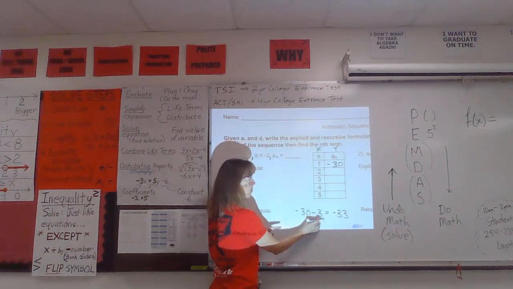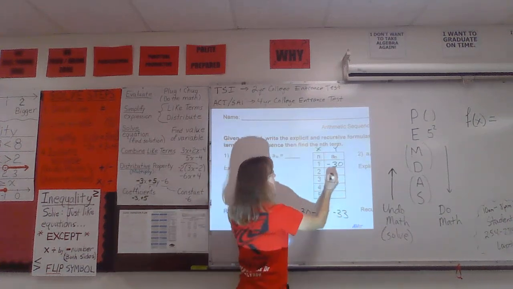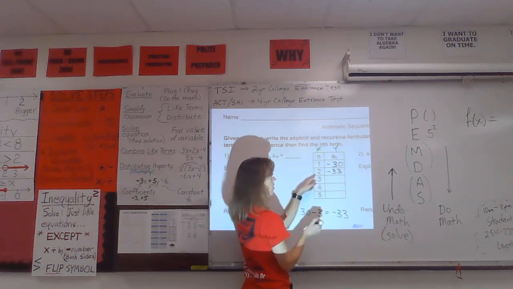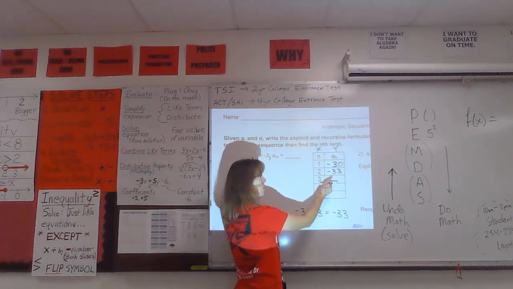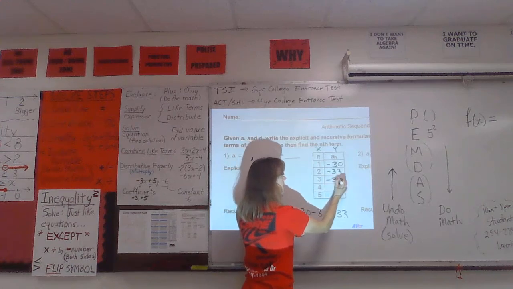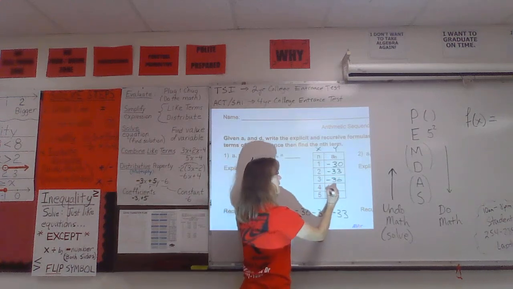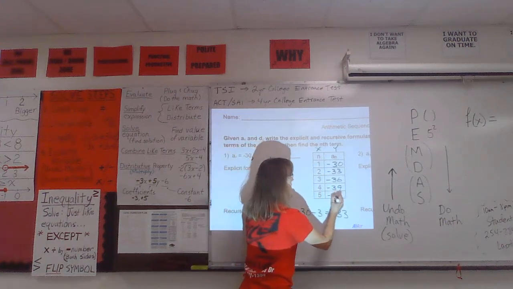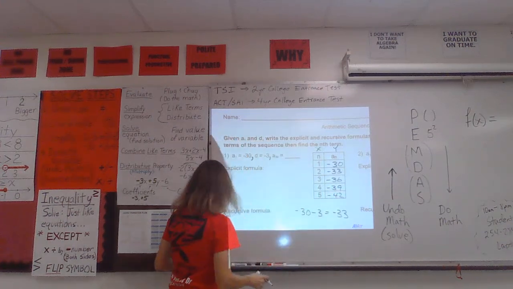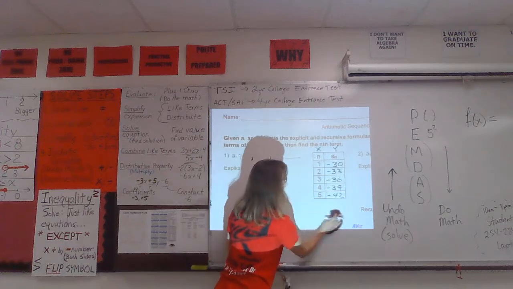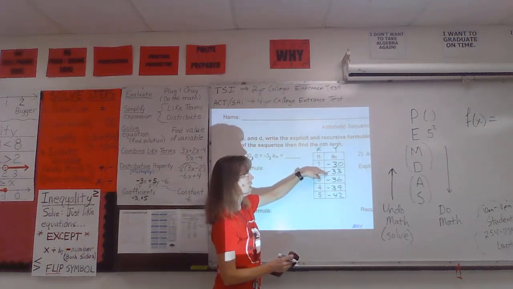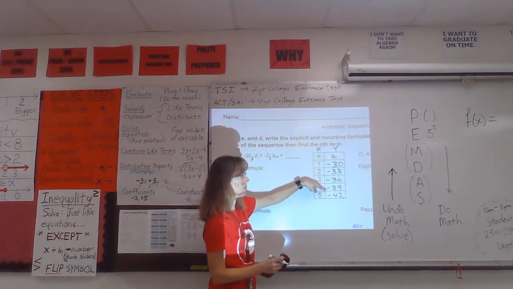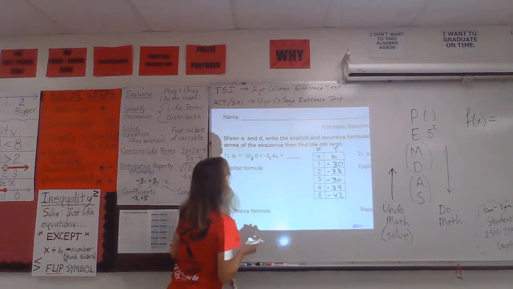Because that's bad guys and more bad guys. I have a lot of bad guys. So negative 33 is the second term. Subtract 3 again, you get negative 36. Subtract 3 again, I get negative 39. Subtract 3 again, and you get negative 42. So I have completed the table by just subtracting 3. This is the pattern: negative 30, negative 33, negative 36, negative 39, negative 42.